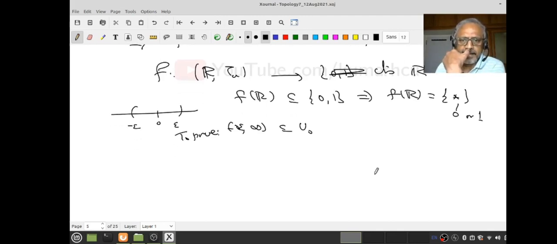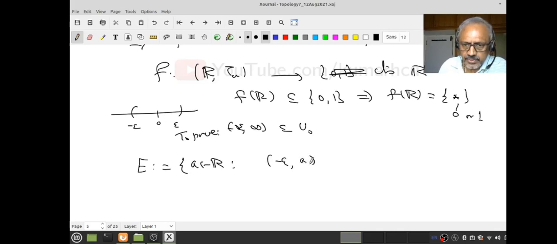So how will I do that? If you have seen my analysis course, you will know the trick. Let us construct the set E to be the set of real numbers A in R so that the interval minus epsilon to A is contained in U0. That is, look for an interval like this. This is my A. Minus epsilon to A is contained in U0.